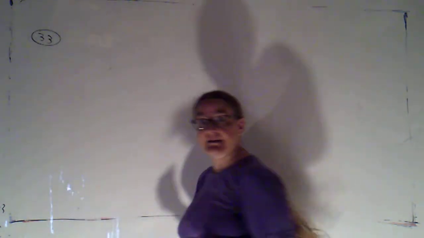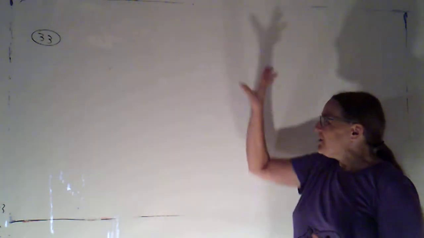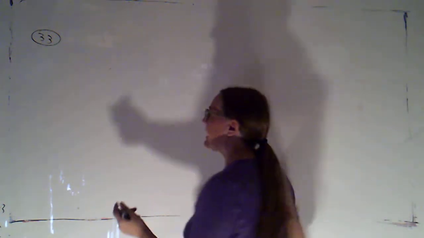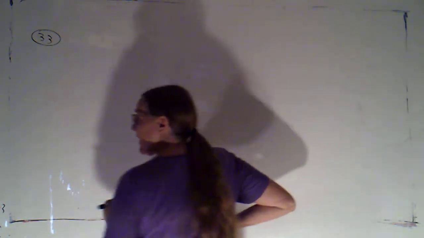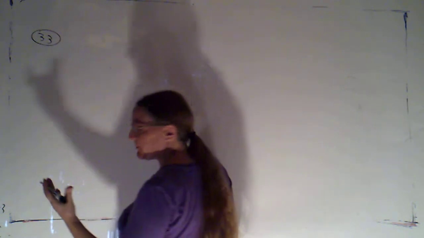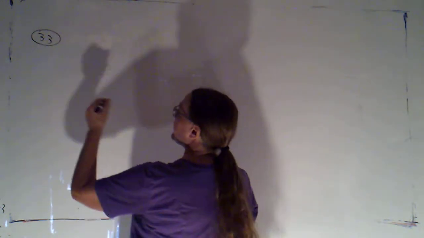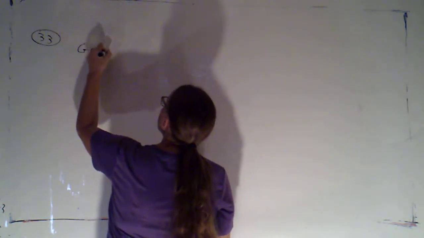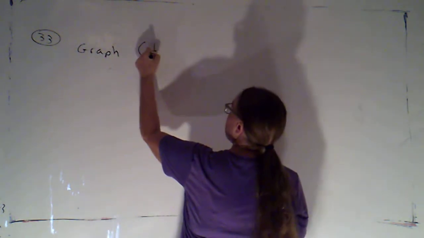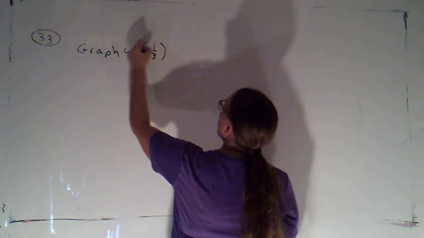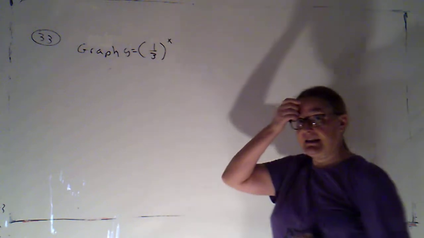So this is number 33 from the homework. It is an assigned homework problem. So again, working through this video, you're getting a jump start on the homework. Okay. Now, what you're asked to do is use transformations to graph a function. So I'm going to modify the directions a little bit. Let's just graph the parent function. In this case, it is going to be y equals 1/3 to the x.